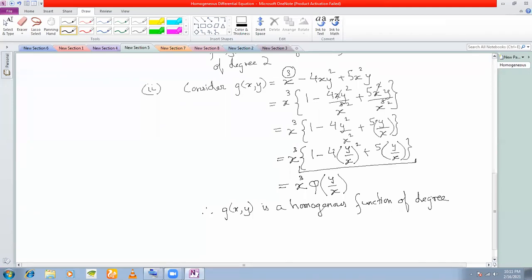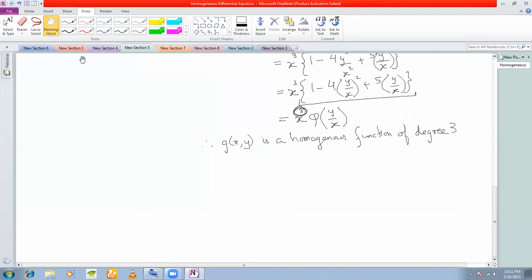Yes, Amir, can you tell me what degree? Sir, cube. 3. Sir, degree is 1, because the power. Why 1? What is the power of x here? 3, sir. So it is a homogeneous function of degree 3.